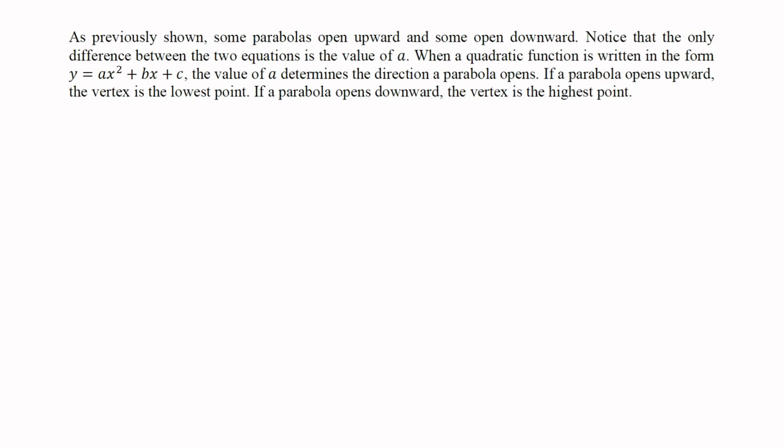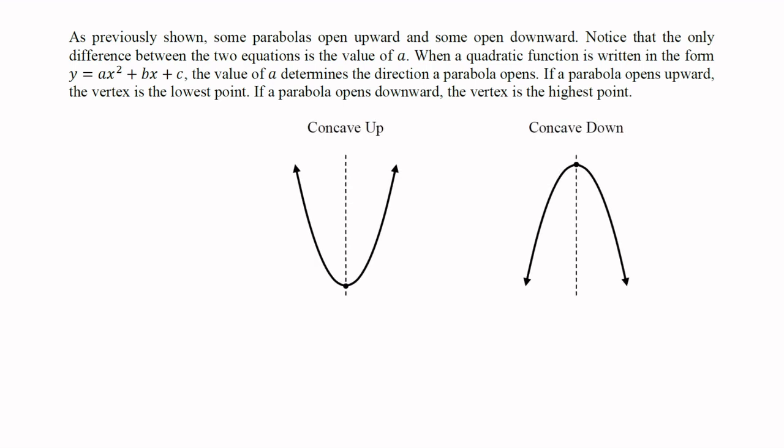As previously shown, some parabolas open upward and some open downward. Notice that the only difference between the two equations is the value of a. When a quadratic function is written in the form y equals ax squared plus bx plus c, the value of a determines the direction that a parabola opens. If a parabola opens upward, the vertex is the lowest point. If a parabola opens downward, the vertex is the highest point. And so we refer to these two orientations as concave up and concave down.